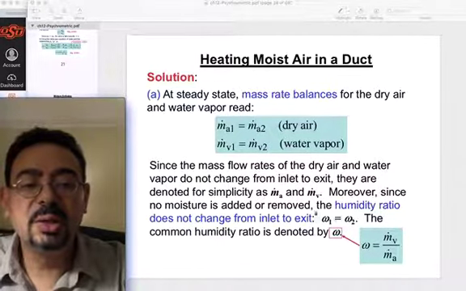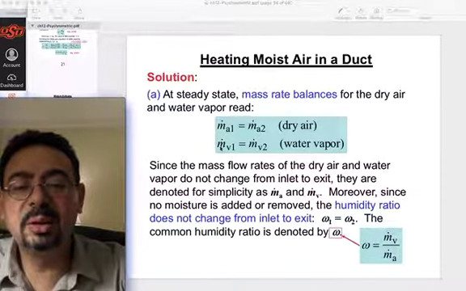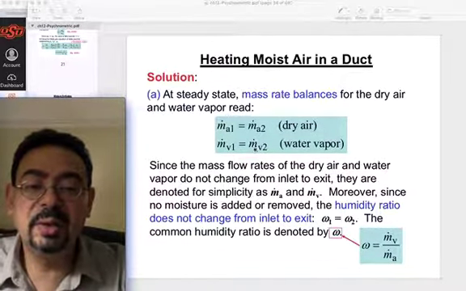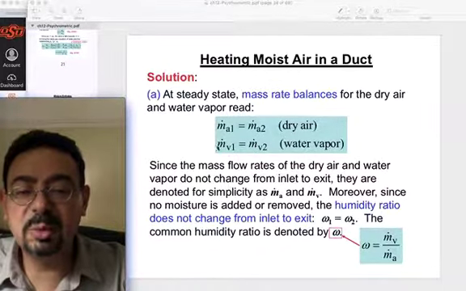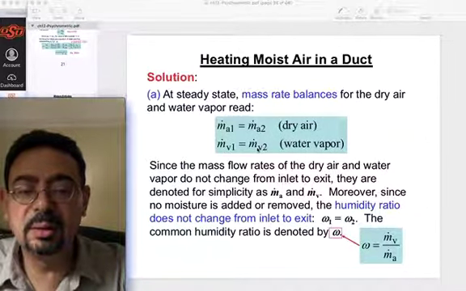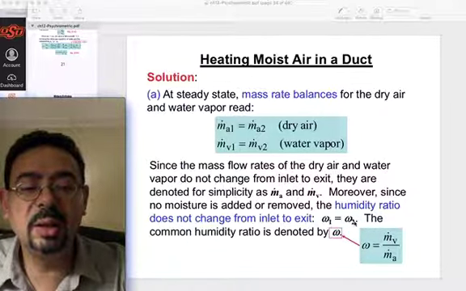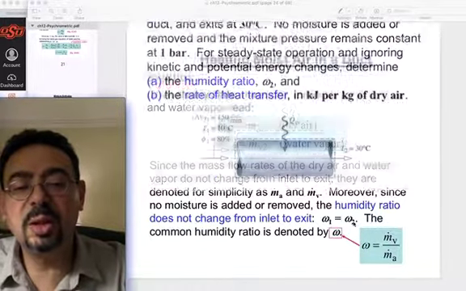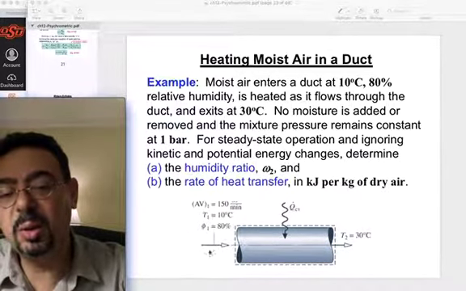So what is this m dot vapor 1? That is m dot dry air 1 multiplied by omega 1. And how much is m dot vapor 2, the vapor leaving? That would be m dot air 2 times omega 2, right? Since m dot air 1 equals m dot air 2 equals m dot air, what is left is omega 1 equals omega 2. So since it's asking about omega 2, maybe I have better luck getting it at 1 and then saying 2 equals 1.